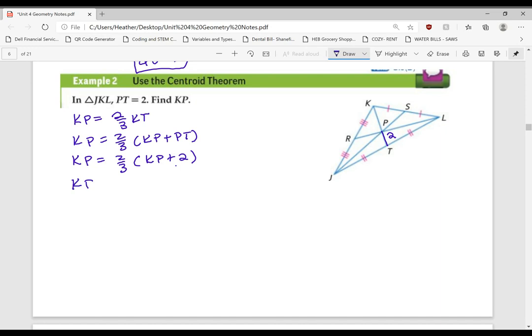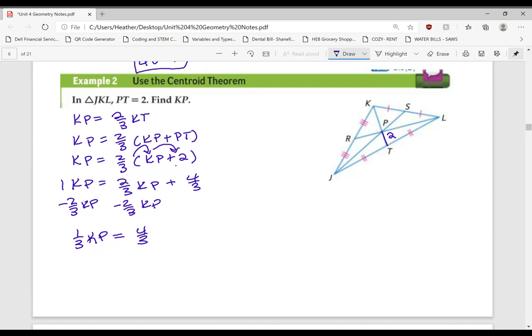So then we have KP is equal to 2/3 KP plus 4/3, and all I did was distribute the 2/3 in. If I subtract 2/3 KP to the other side, 1 KP minus 2/3 KP is 1/3 KP, which is equal to 4/3.